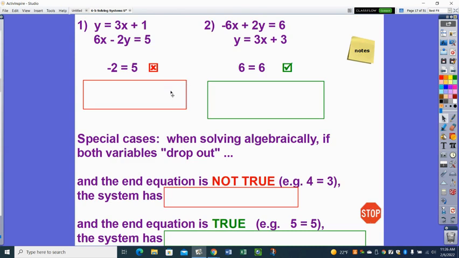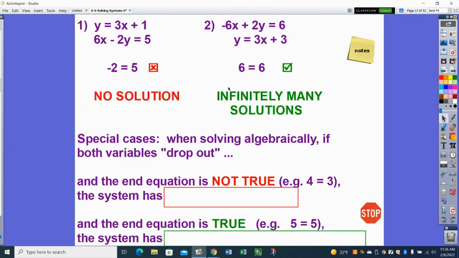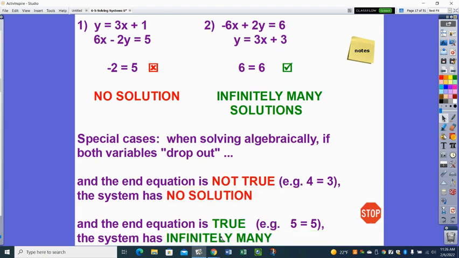So just to remind you and recap, no solution and infinitely many: you look at that, the variable drops out, and then you look to see, is it true? Like this one, it's infinitely many. And if it's false, it's no solution. So again, no solution is parallel lines, and infinitely many would be that they're the same line that we saw when we graphed in the last section.